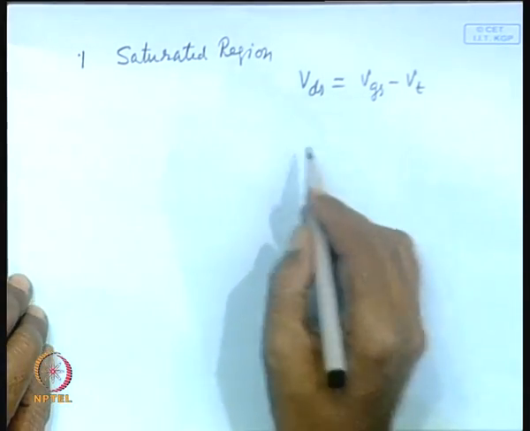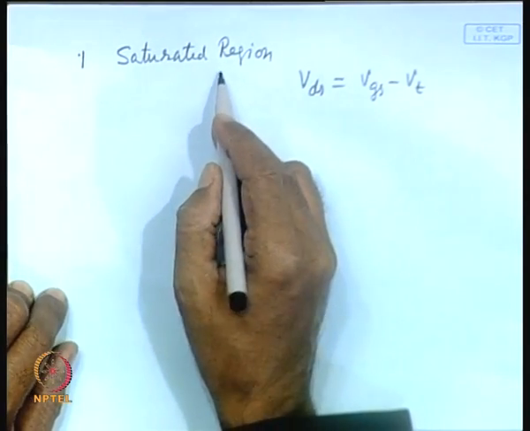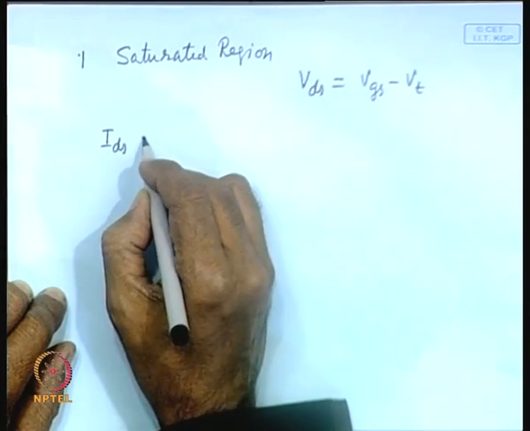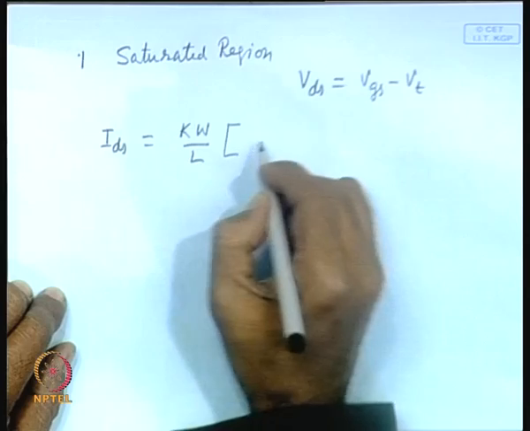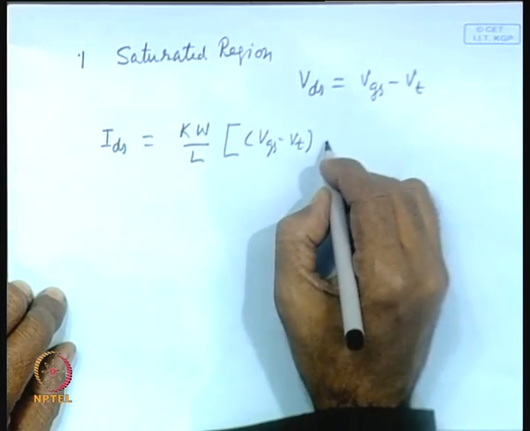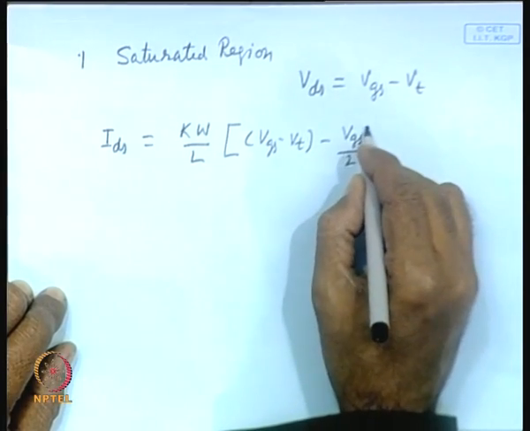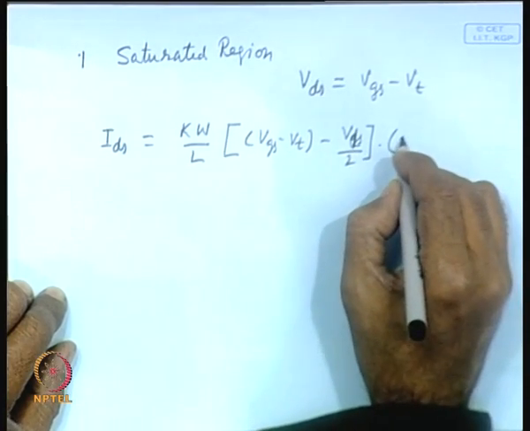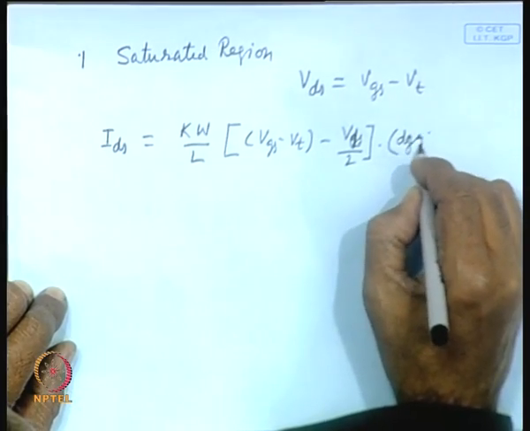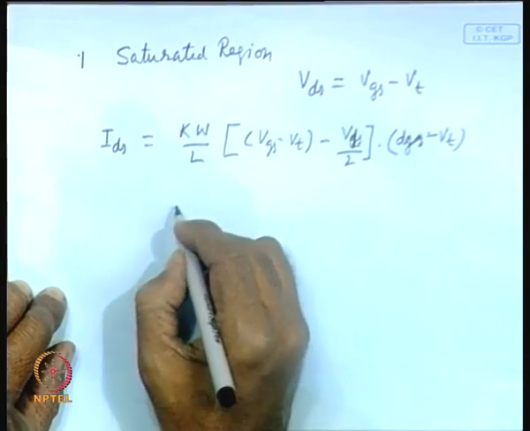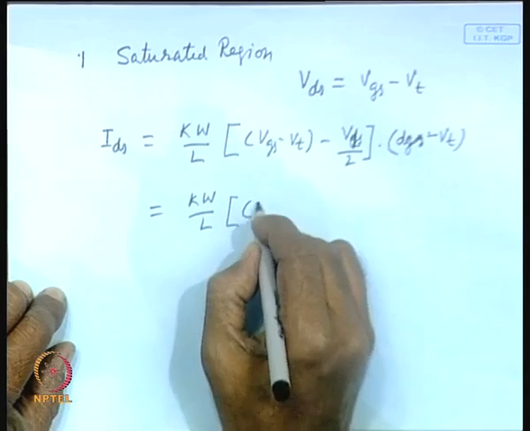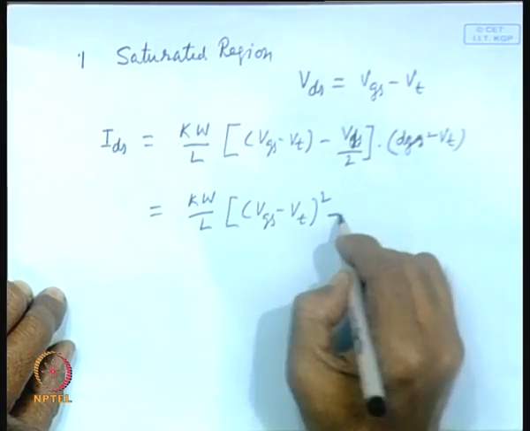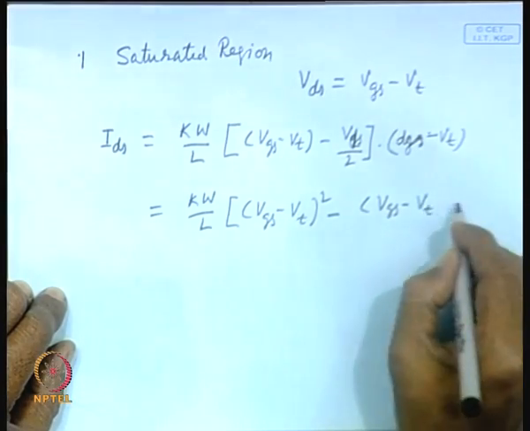So, we can obtain the expression for drain current in the saturated region by substituting V D S is equal to V G S minus V T. So, I D S is equal to k W by L into (V G S minus V T minus V D S by 2) into V D S, where we substitute V G S minus V T for V D S. So, this is equal to k W by L into (V G S minus V T) square, and here also it will be V G S minus V T. So, it will be equal to k W by L into (V G S minus V T) square by 2.